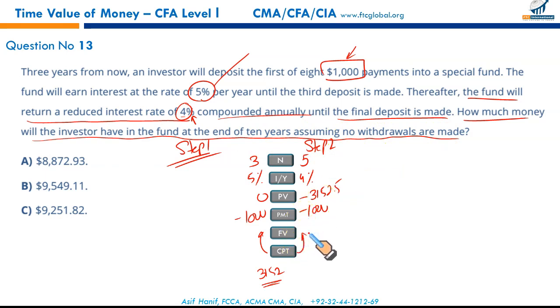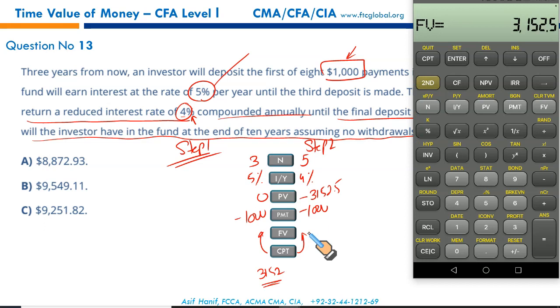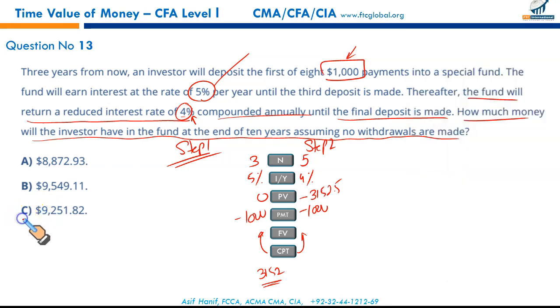So you have the data in front of you. You just have to plug in the numbers now. 5 is N, 4%, 3152.5 negative. That's the present value that has been accumulated over the period of 3 periods. And then there is a payment that will go till the end of the 10th year of $1,000, and you will have to calculate the future value, that is 9251.82, perfectly matching with your answer.